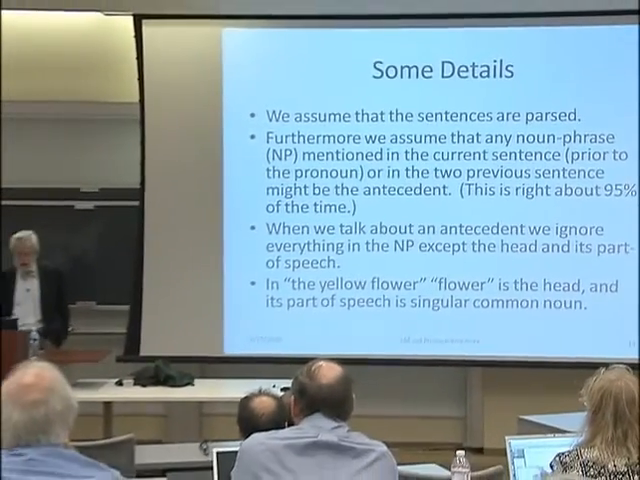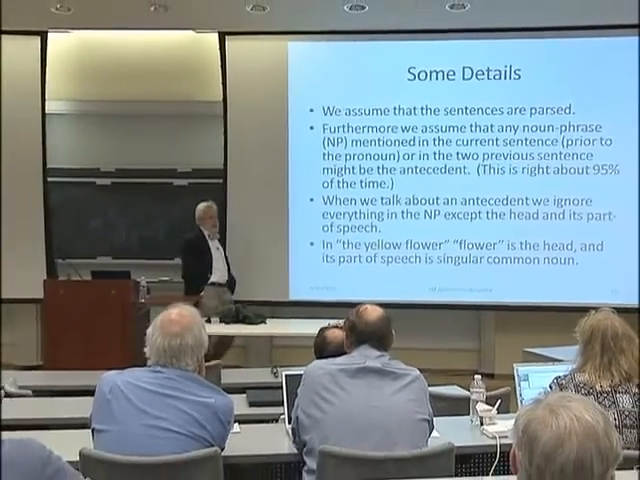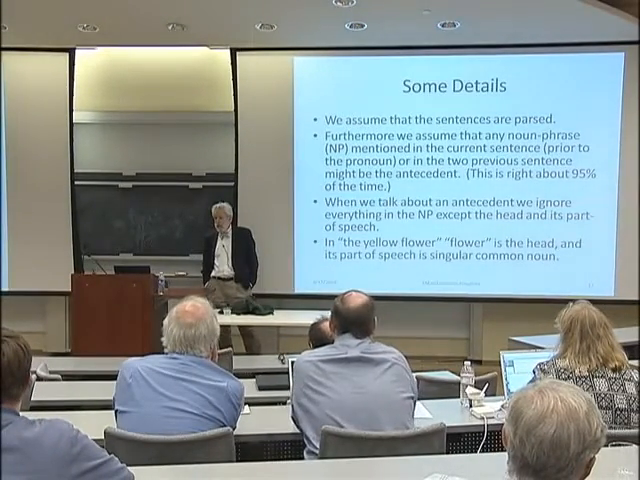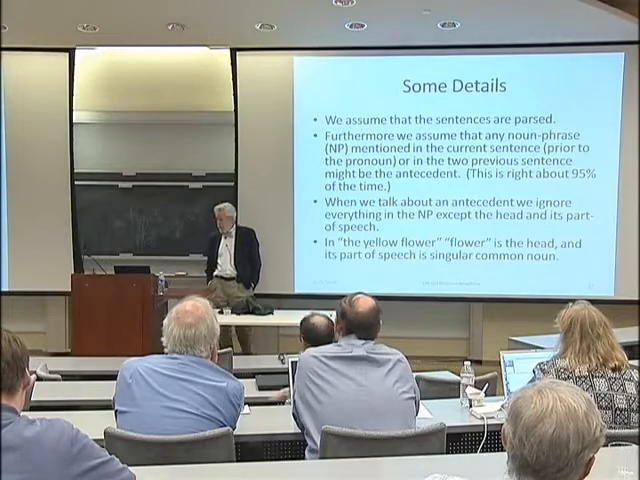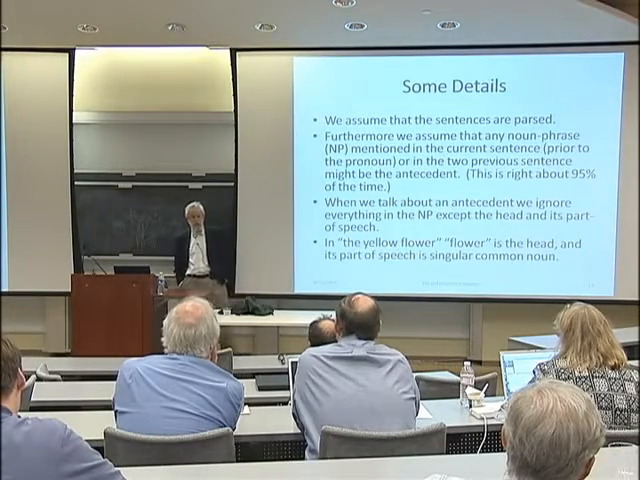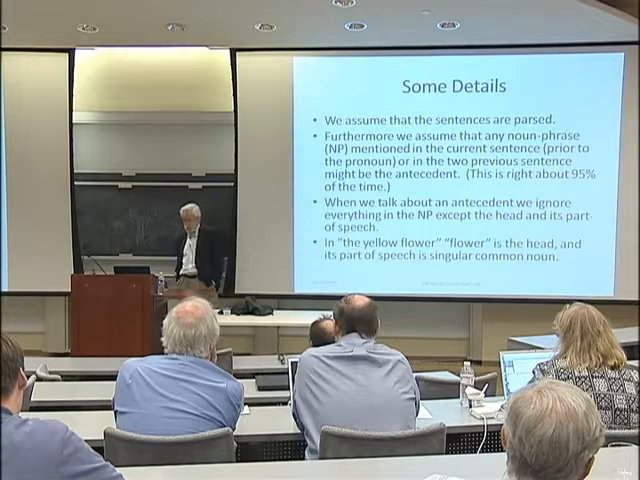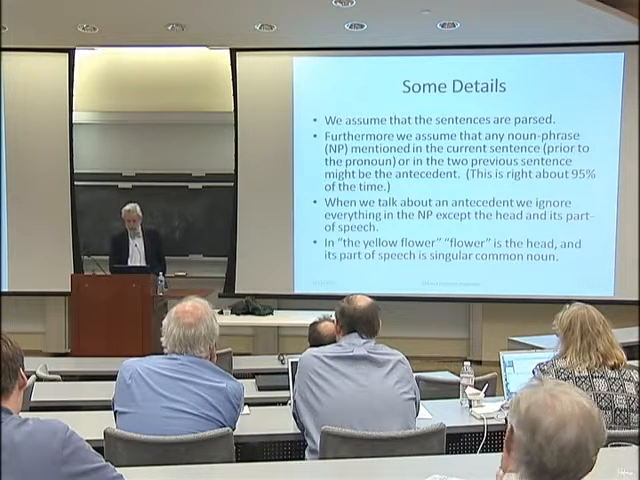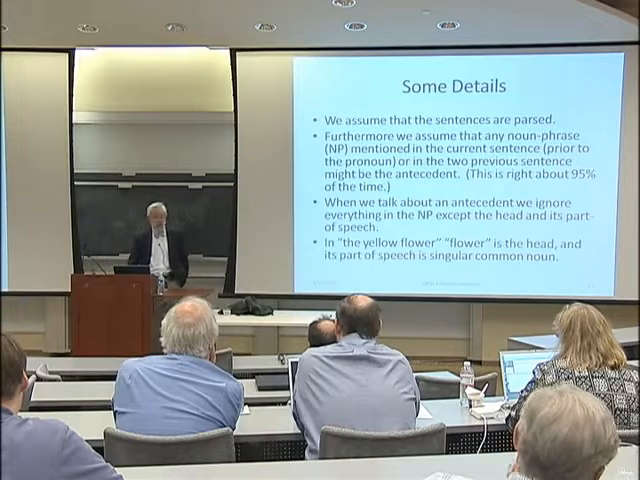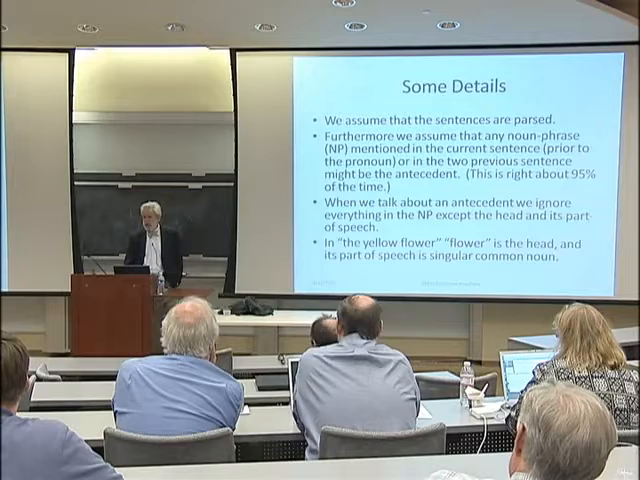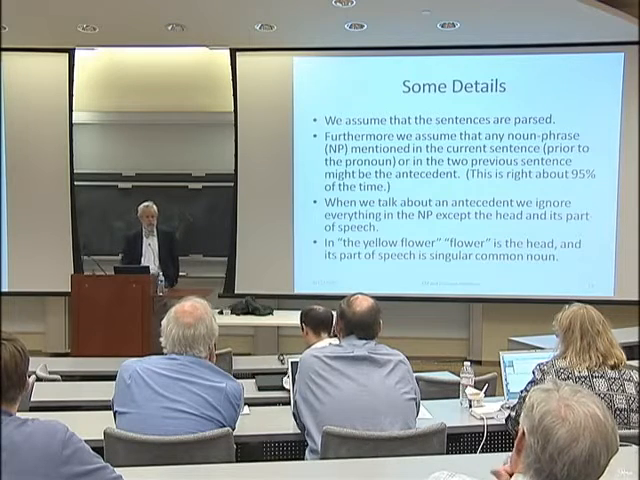And when I talk about an antecedent, essentially the only things I note about it are its head and the part of speech of the head. Again, the part of speech of the head is determined by the parser. So in "the yellow flower," flower is the head, and its part of speech is singular common noun. And that's all that's remembered about it.